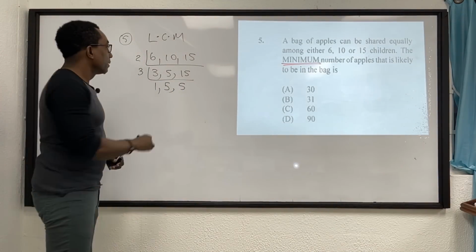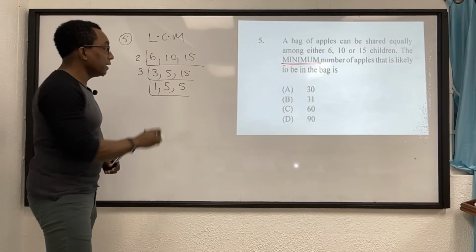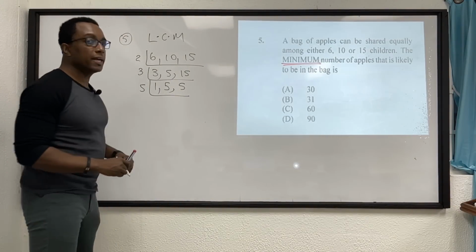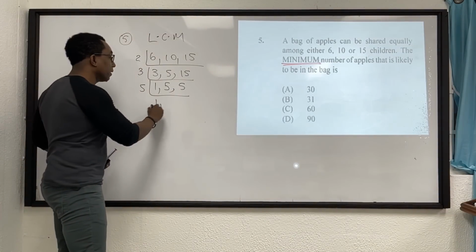So we're gonna move to the next prime because 3 cannot divide exactly into any of those numbers. So the next prime will be 5. We divide 5 into 1. It cannot divide exactly, so we bring down 1.